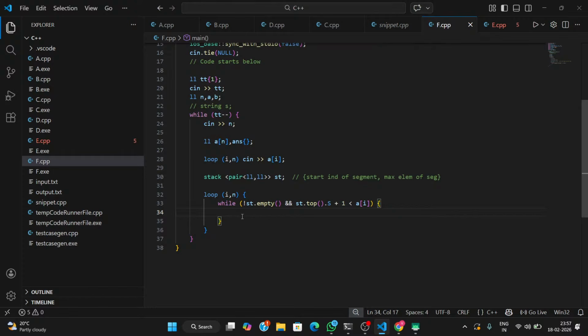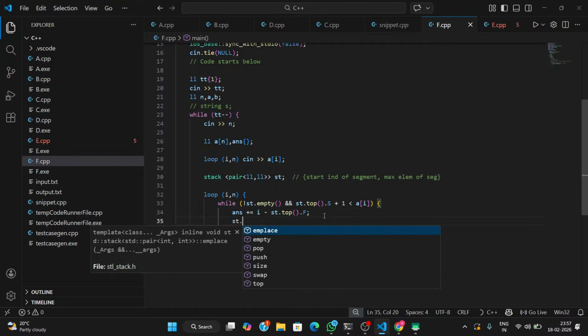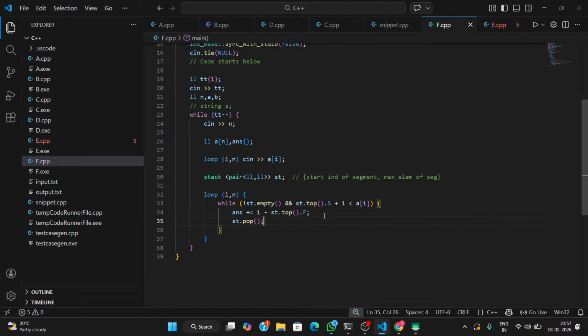And before removing that particular segment, we will simply do answer plus equals to i minus sp dot first. What was the first thing? It was the index at which the segment started. So this is the contribution of that particular segment. And now we will just remove the segment. So sp dot pop. Right. That's what we will do.